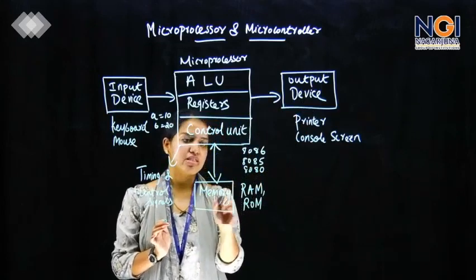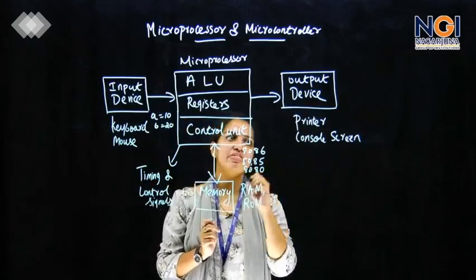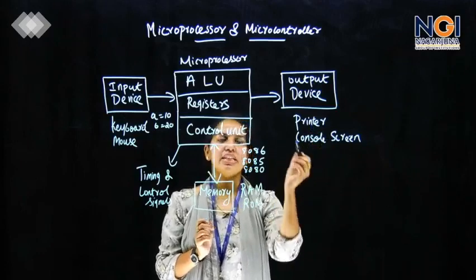Once the data is stored here, it has to be given to the output device. The different output devices we have are the printer and the output screen itself, where it is going to display the output.